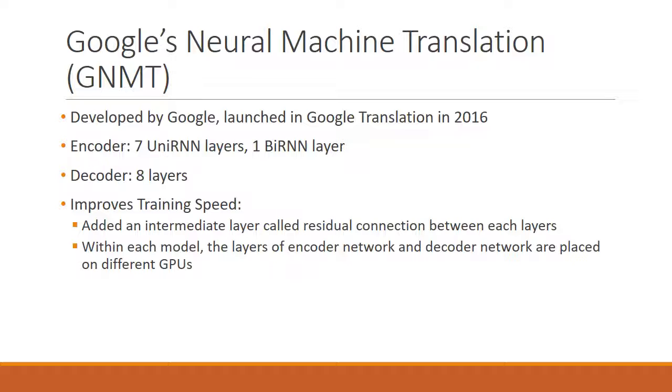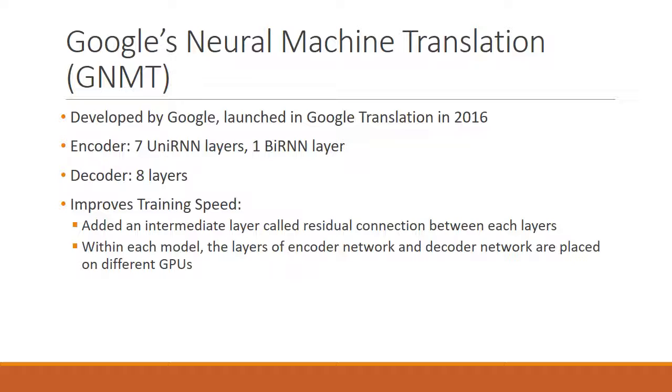Google has developed its own NMT called GNMT and launched it in 2016. The encoder network of GNMT contains 8 long short-term memory layers, including 7 unidirectional RNN layers and 1 bidirectional RNN layer. The decoder network contains 8 layers as well. GNMT improves training speed mainly in 2 ways: adding residual connections to layers and model parallelism.